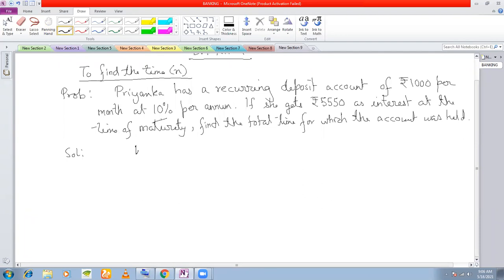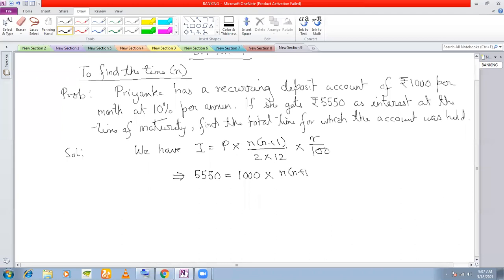Okay, so we start with the formula. Put the value of the interest. The principal here is 1000. N we need to find. Rate here is 10%.